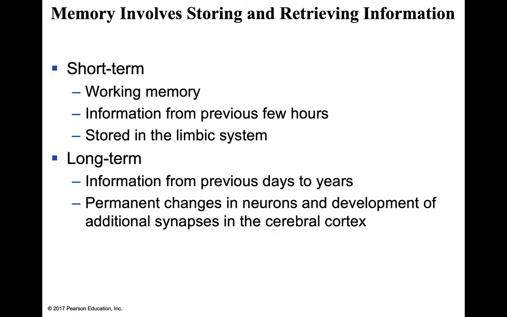Now, when we talk about memory, there's generally two different types of memory. We have short-term versus long-term. Short-term, that's working memory. This is information from the previous few hours, and this memory is generally stored within the limbic system. Then we have long-term memory. This is information from a long-term basis, from days to years. Depending upon our memory, permanent changes in neurons and development of synapses related to memory occur within the cerebral cortex. So you want to be comfortable with short-term versus long-term memory.